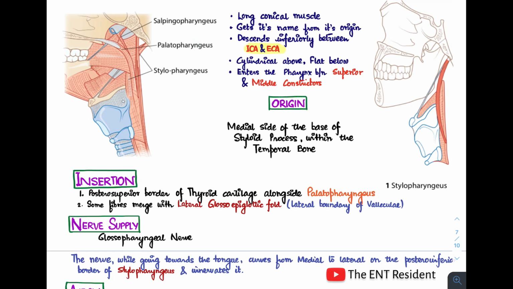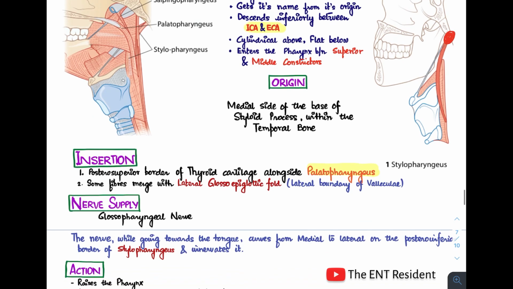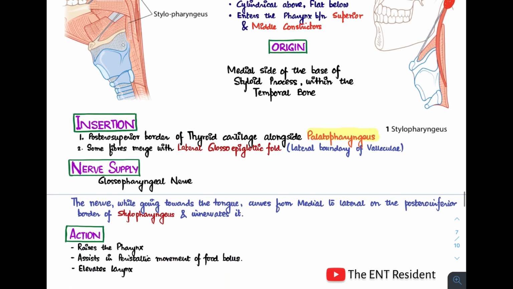This is the styloid process over here, and this is where it gets its origin from, as you can see from its name. Now, it passes downwards and it is inserted into the posterior superior border of the thyroid cartilage alongside the palatopharyngeus muscle. And also some fibers merge with the lateral glossoepiglottic fold. This muscle is getting its nerve supply from the glossopharyngeal nerve.